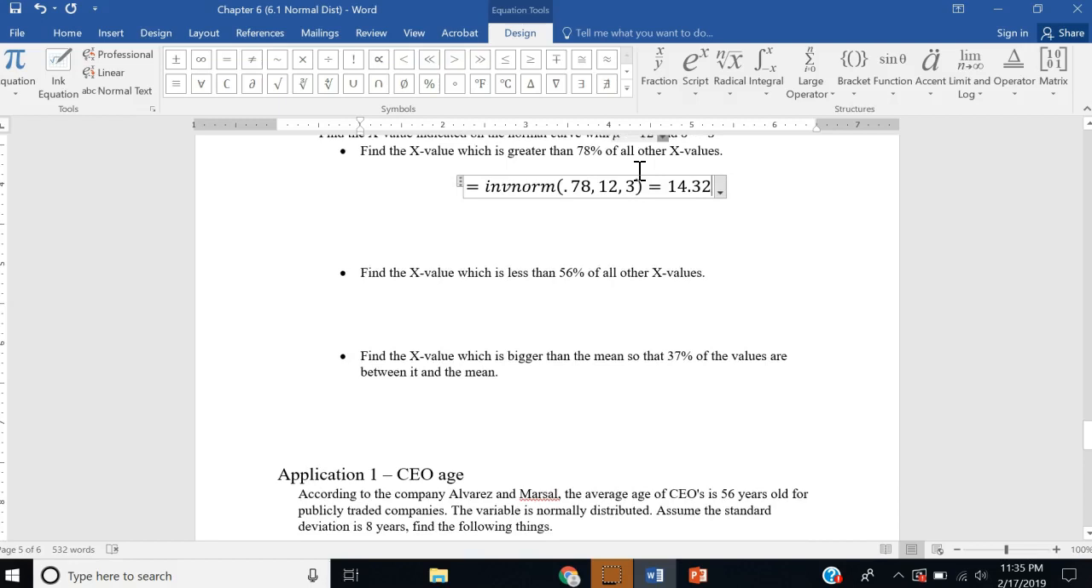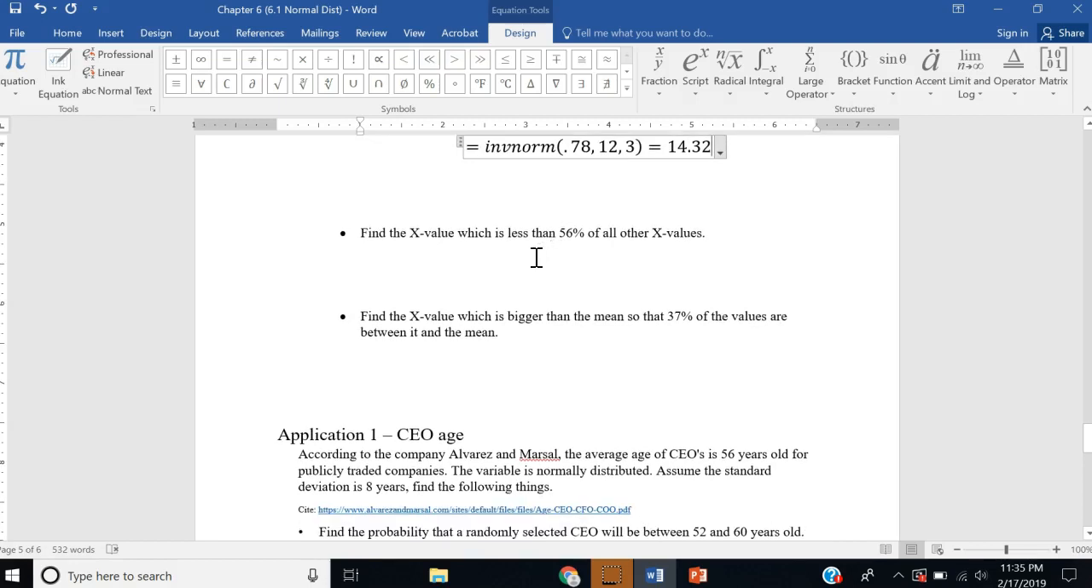What I would like you to do is try the next two problems: finding the x value which is less than 56% of all other x values, and finding the x value which is bigger than the average, so that 37% of the values are between that x value and the mean, the average. Go ahead and push pause on this video, draw that curve, make sure that you draw that curve every time, but push pause on this video and come back and see if you did it right.